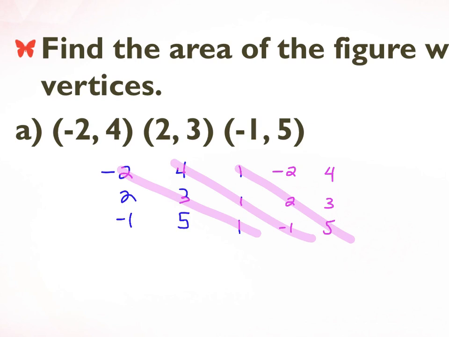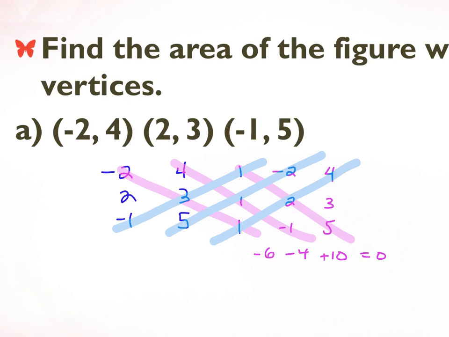So I do -2 times 3, which is -6, times 1, that's -6. 4 times 1 is 4, times -1 is -4. 1 times 2 times 5 is 10. And I get -10 plus 10, which is 0. Then I go back the other way. 1 times 3 times -1 is -3. -2 times 1 times 5 is -10. 4 times 2 is 8, times 1 is 8. I get -13 plus 8, or -5.